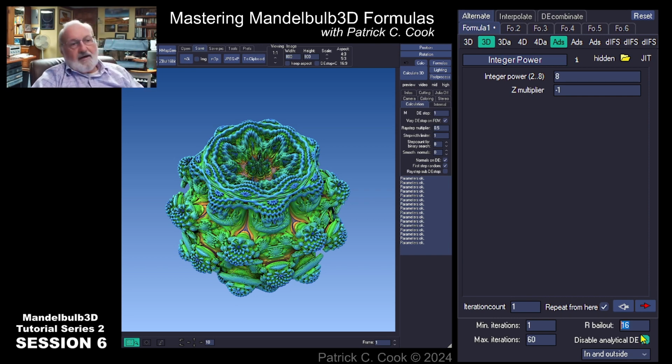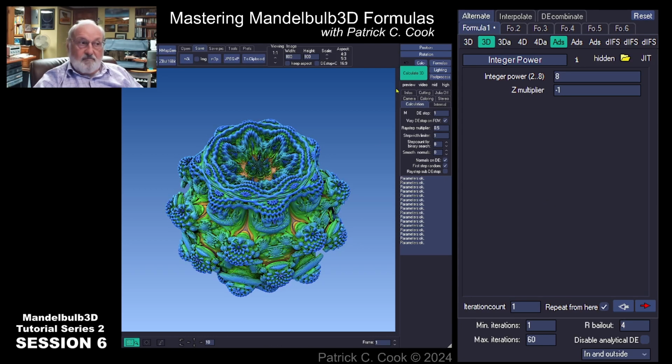Let me do this. R bailout of 16. Okay. Let's make an R bailout of half of that, 8. Now I need to come up here and calculate. That was an R bailout of 8. Our graphic is still fully formed with an R bailout of 8, which tells me that an R bailout of 16 was not necessary. Let's divide 8 in half. 4. Now let's punch it.